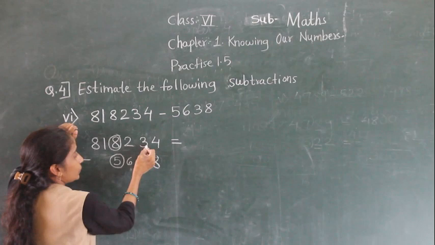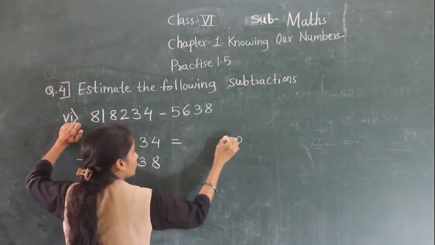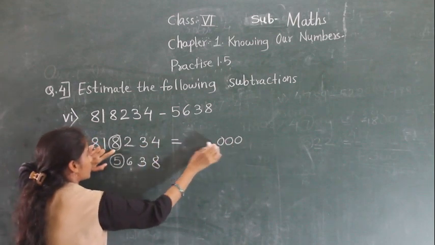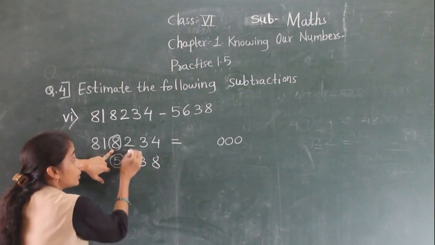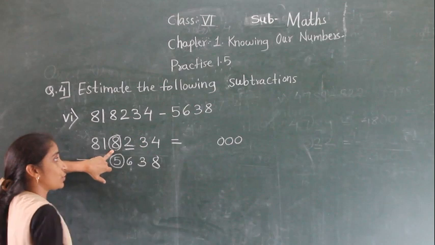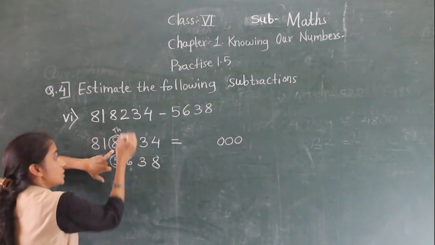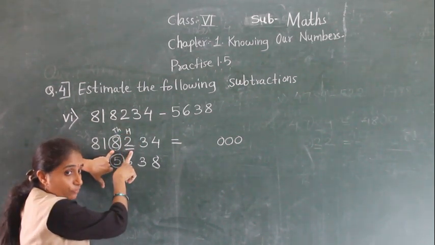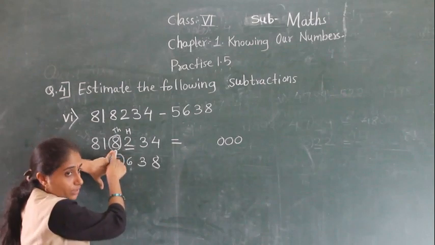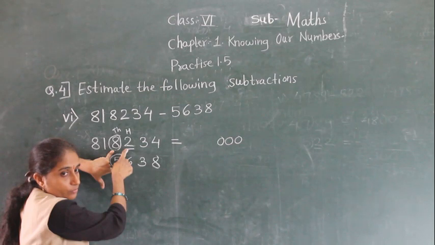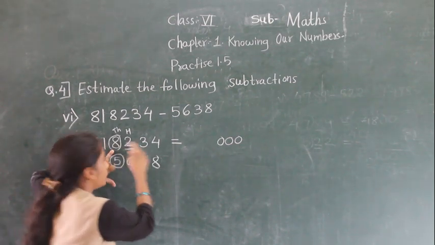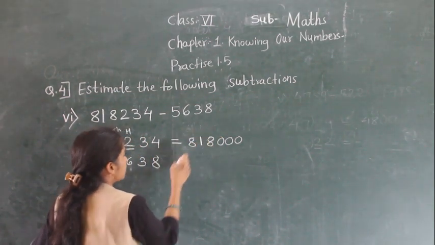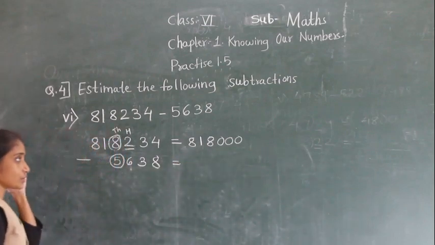So now, 1, 2, 3. 3 zeros we are going to give. So 1, 2, 3. How many digits are there? 3. So 3 zeros. Now, before doing the rounding of this number, what are we going to do? Check the digit from hundreds place. This is thousands place, so which place digit will we check? Hundreds place. If it is 5 or more than 5, then we are going to add 1 to this digit. But it is less than 5. So this digit will not change. So 8 will be as it is. And whatever digits are before that, they are also as it is.